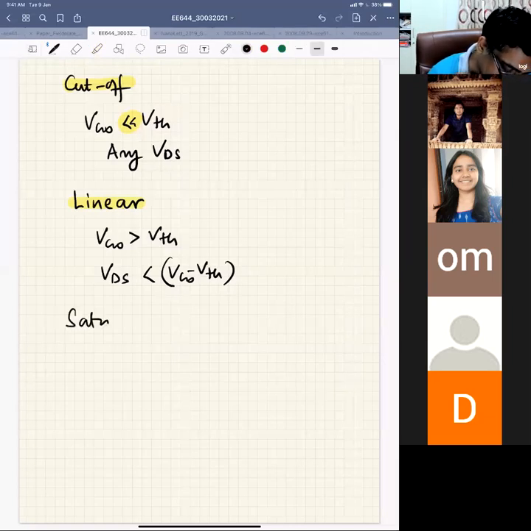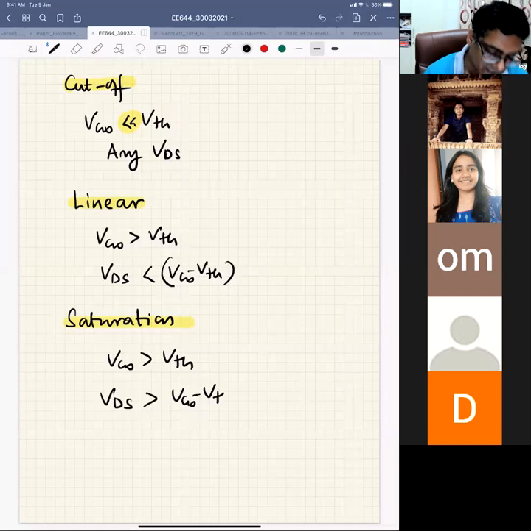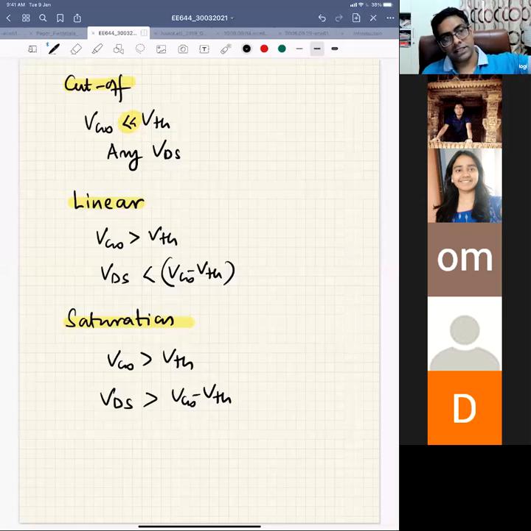The last one is saturation. Here your VGS is more than VTH again, but your VDS is also more than VGS minus VTH, so this is the saturation. These are the three regions of operation of a MOS transistor. One is cutoff, when VGS is very small. The linear region is VGS greater than VTH and VDS less than VGS minus VTH. The saturation is VGS greater than VTH and VDS greater than VGS minus VTH.